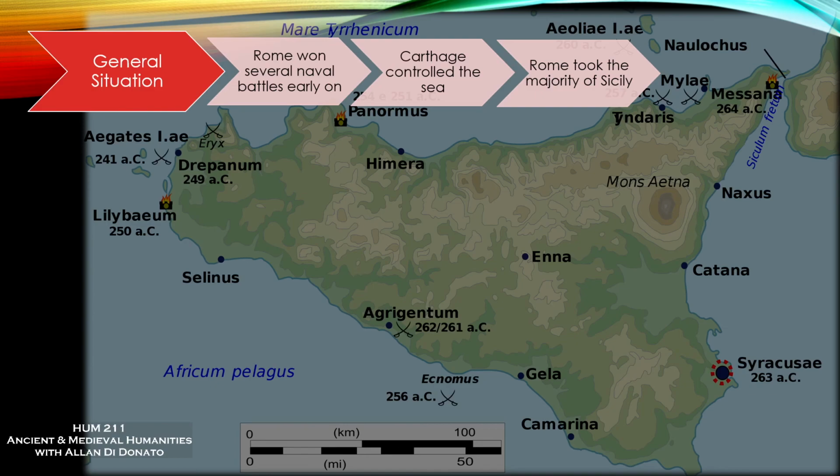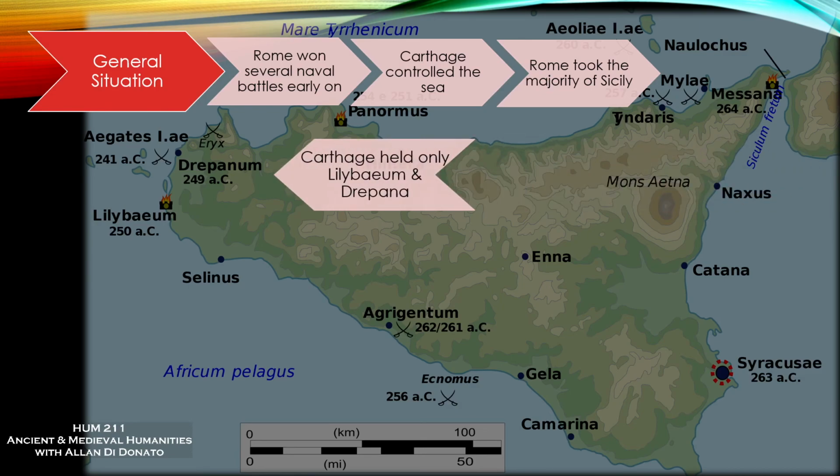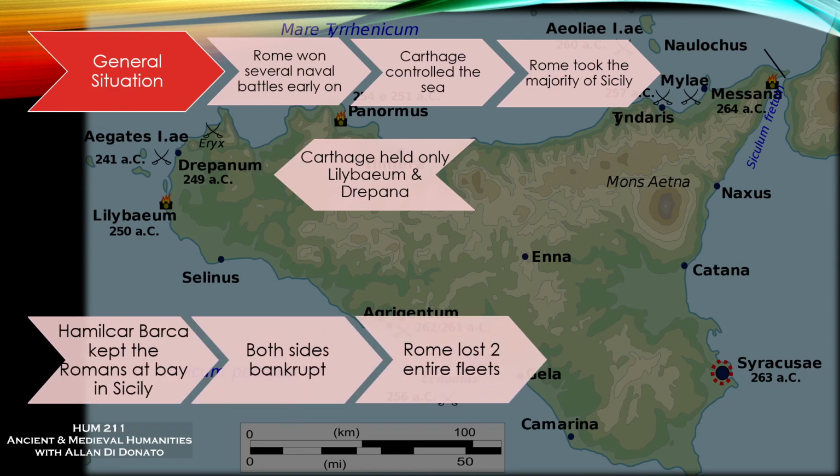But let's take a look at what happens. The general situation in the war is Rome will win a few naval battles early on, but Carthage generally controls the sea. Rome took the majority of the territory in Sicily, but never really conquering all of, or defeating really all of the Carthaginian armies. Carthage continues to hold the western portion of the island, particularly at Lilybaeum and Drepana. The Romans aren't able to take those. And then the big general in Sicily was a guy by the name of Hamilcar Barca. We're going to talk about him in a little bit next time as well, briefly. He is going to keep the Romans at bay, and he never loses an engagement with the Roman army. So he's fairly confident that if allowed enough time, he could win the war for Carthage.